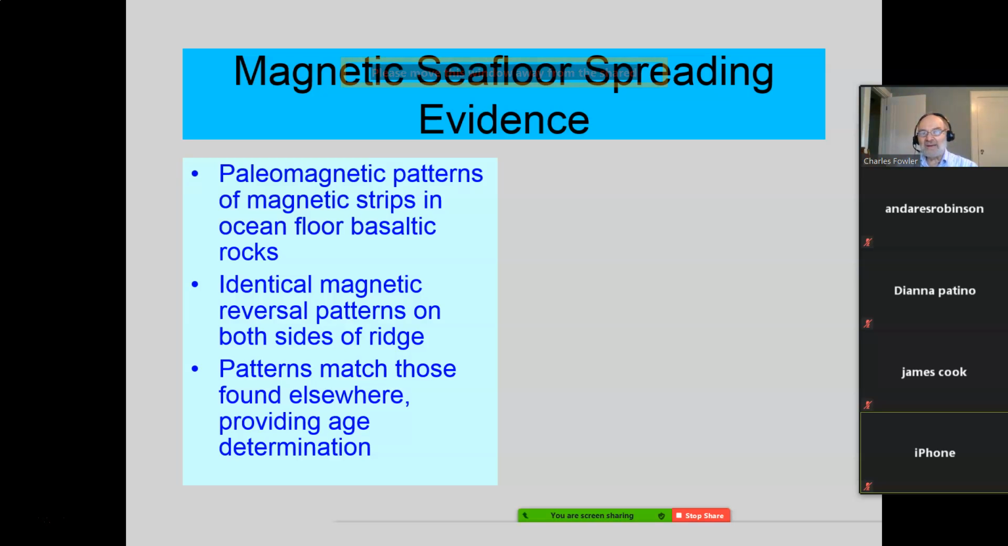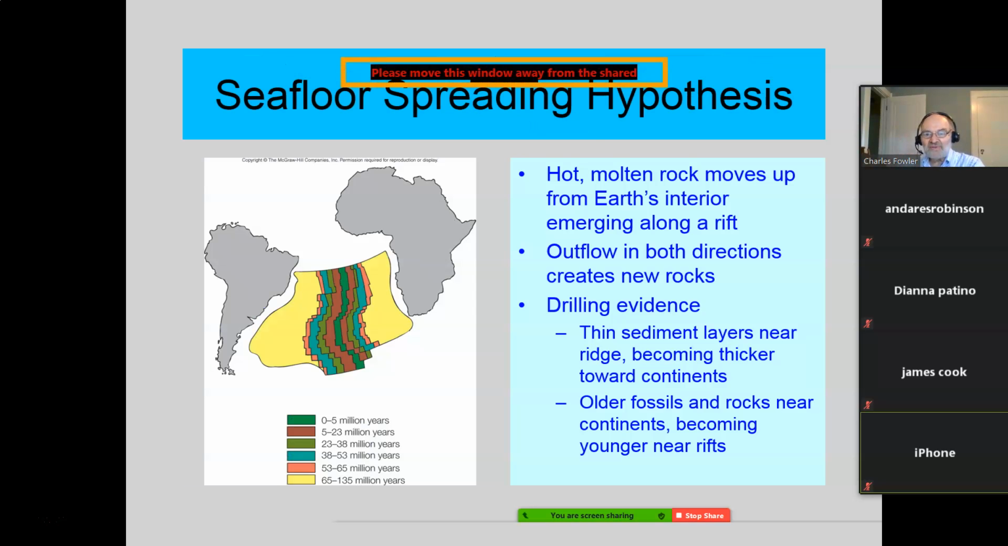Those patterns of magnetic strips in the ocean floor basaltic rock show identical magnetic reversal patterns on either side of the ridge. In the middle of the ridge, not much has happened because there hasn't been a reversal in the last 4.5 million years. There was a reversal somewhere in that time frame, and that's why we know. So no changes in layers here. Out here you get one change of layer, and then another, and another as you go out.